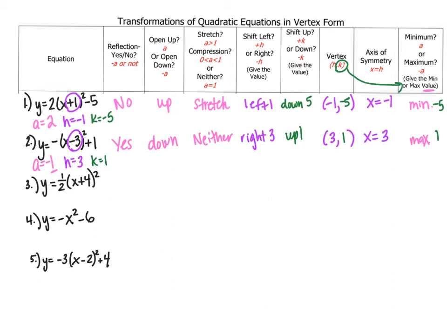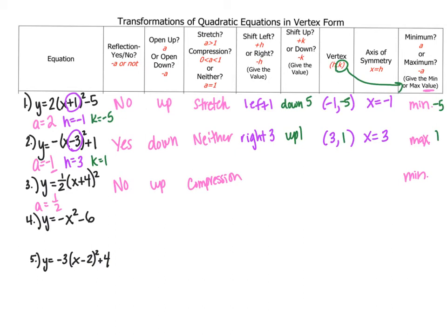Okay, starting over, here we go. Hopefully by the end we kind of get into the groove of what's going on. We're going to look for our A. Our A is 1/2. It is positive, so there is no reflection. Since there's no reflection, it is going to open up. It is a number that is between 0 and 1, so it is going to be a compression. Okay. Since it is positive, it is going to be a minimum for the function.